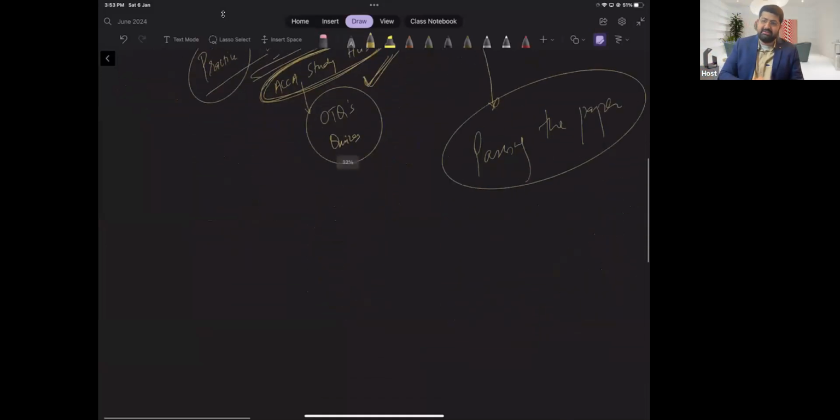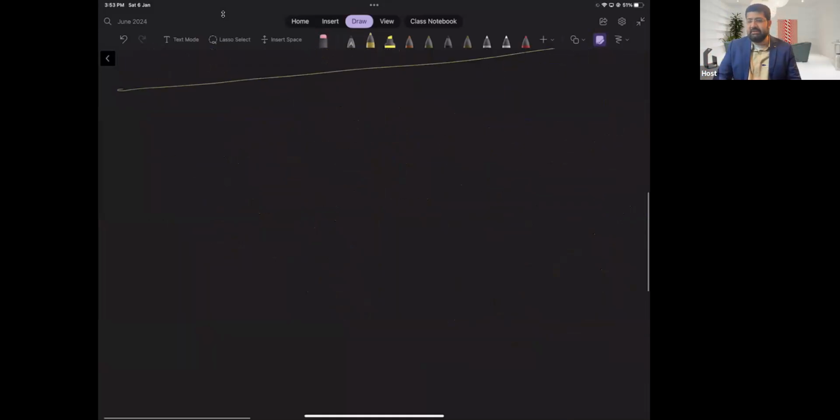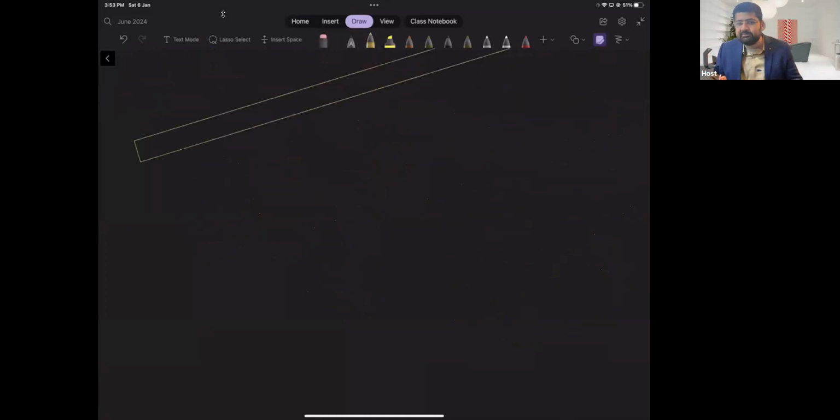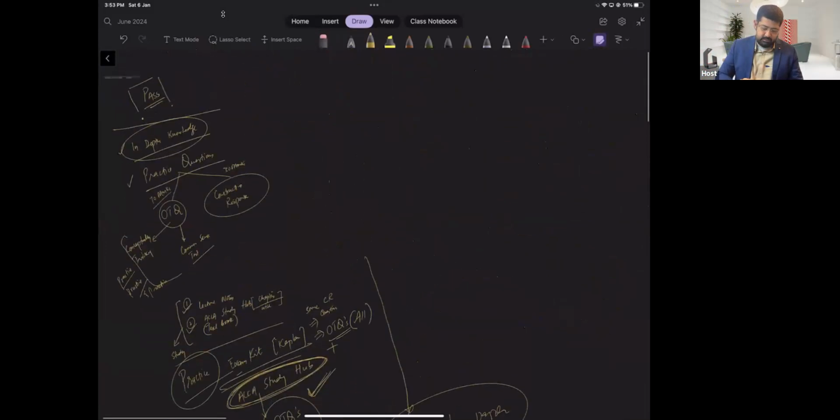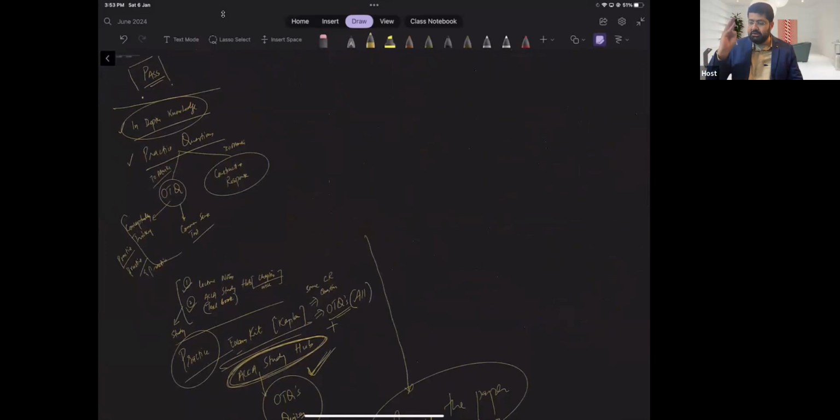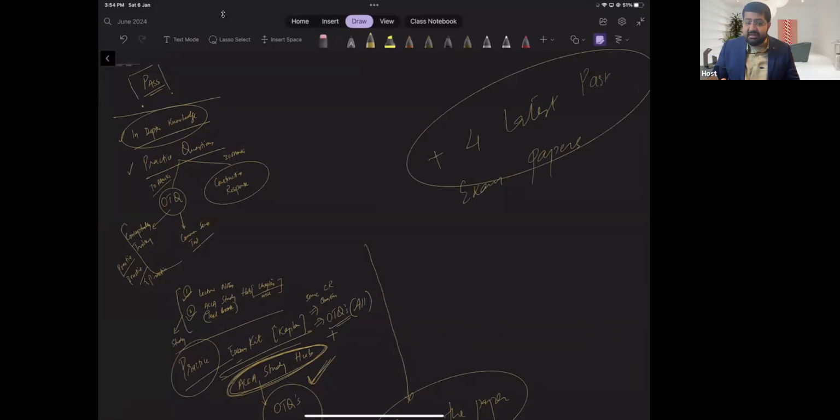Now the point is, once again, repetition: study the book, notes, refer to the Study Hub, and practice questions. OTQs from two sources, Study Hub and one kit, and constructive response questions from Study Hub. That will be more than sufficient to pass this paper. Yes, I recommend further the four latest past exam papers, which are available on the ACCA practice platform.